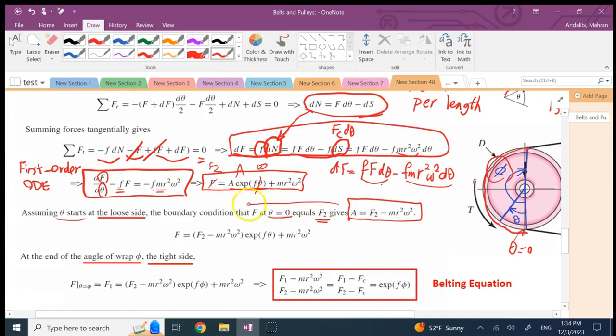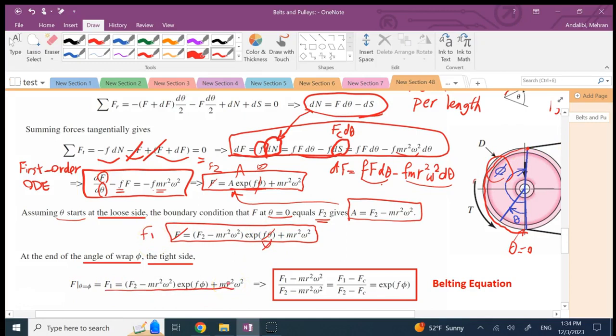So we found the constant. We can plug it back here now. And then your F equation becomes like this. So this is your F equation now as a function of theta. Now we say, as I said, on the other side, where theta becomes the wrap angle phi, F becomes F1. So we plug in phi for theta, and F1 for F, and you'll get this relation here.